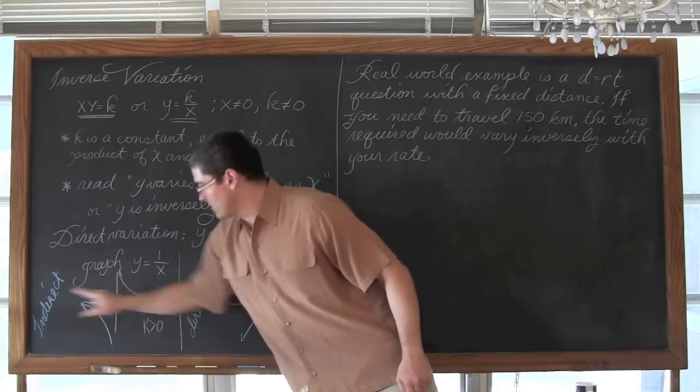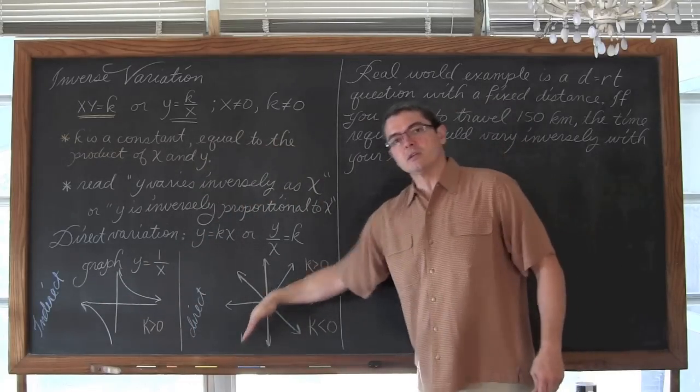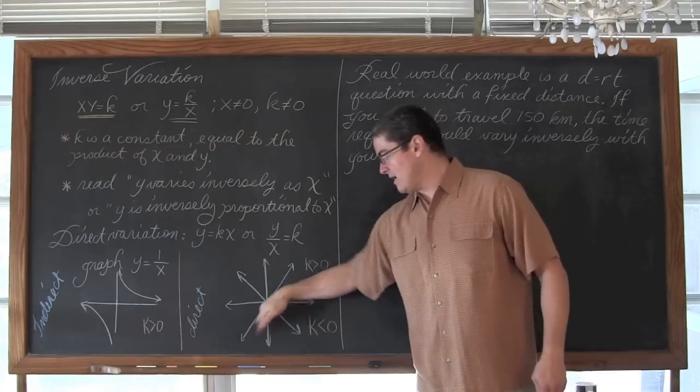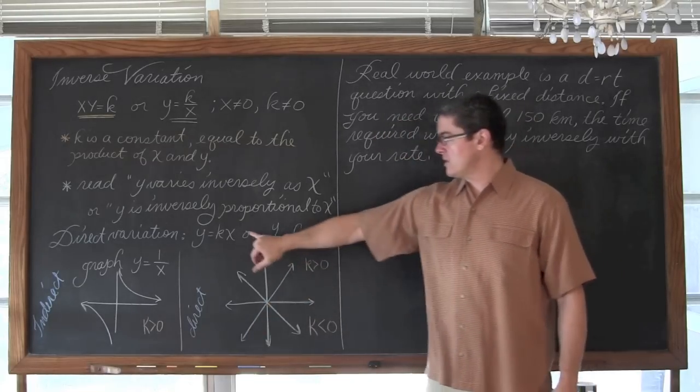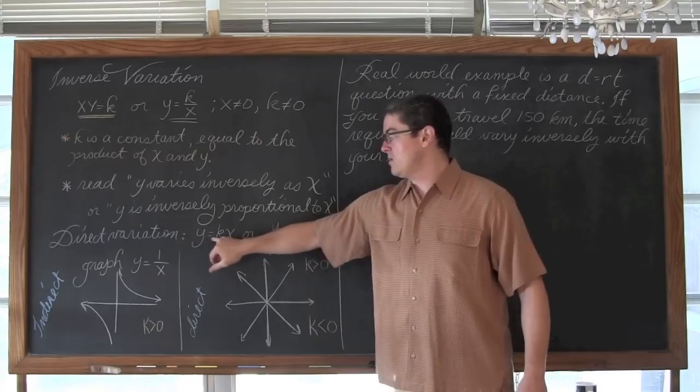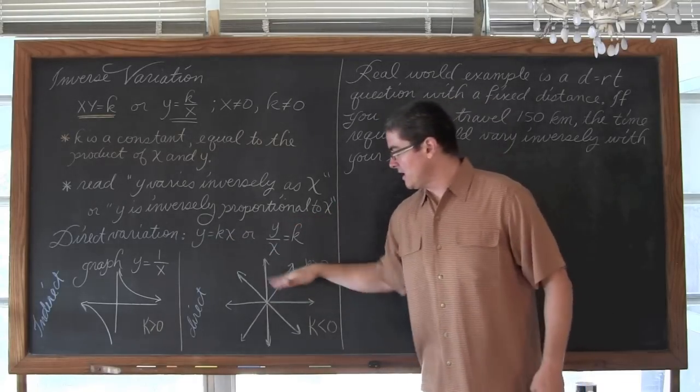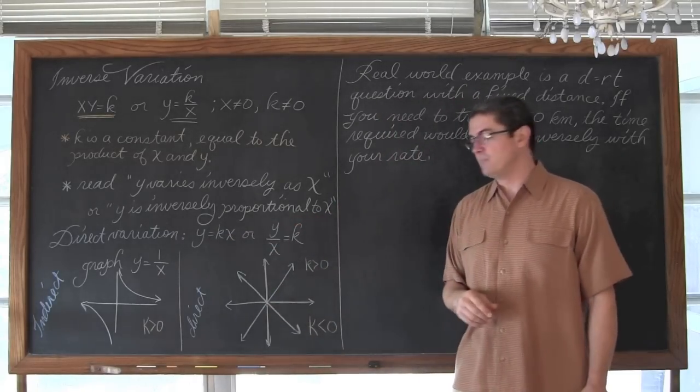I've got the labels over here, by the way. Direct variation is a linear relationship. It has a graph which passes through the origin. There is no plus or minus b, it's just y equals kx. So you're looking for a linear relationship that passes through the origin.